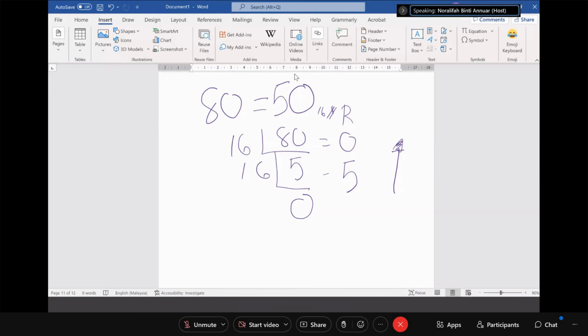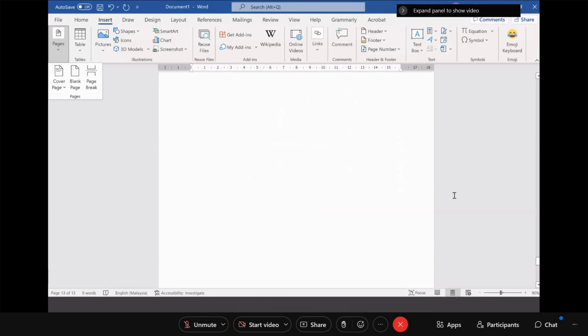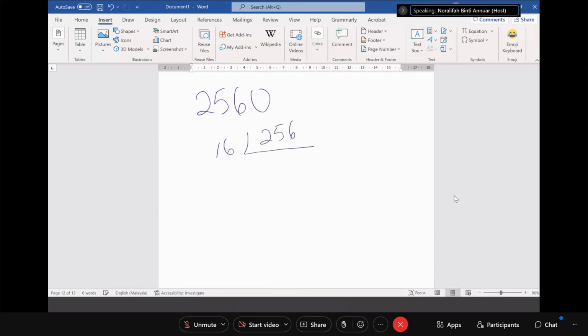Okay, ada satu lagi contoh. I give you one more example. 2, 5, 6, 0. Okay, kepada to hexa. So divide by 16. 160 multiplied by 16. So no remainder, kosong.